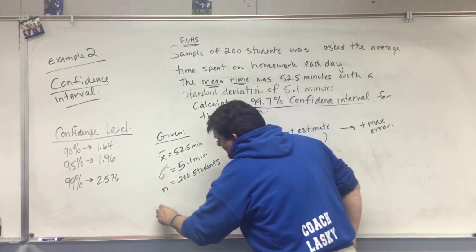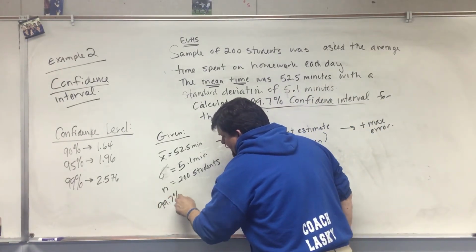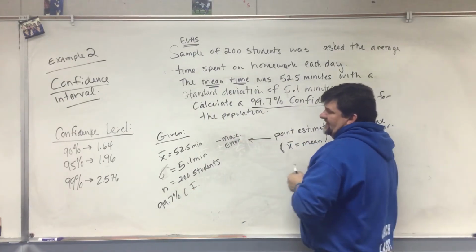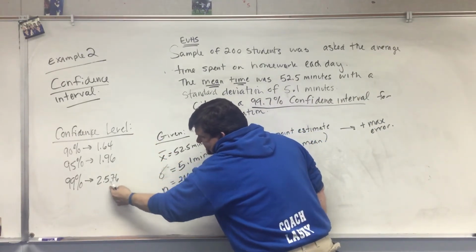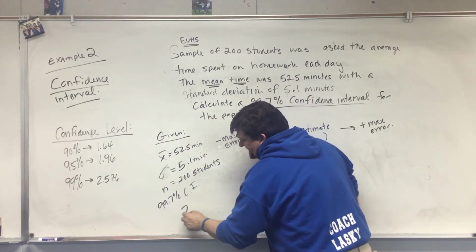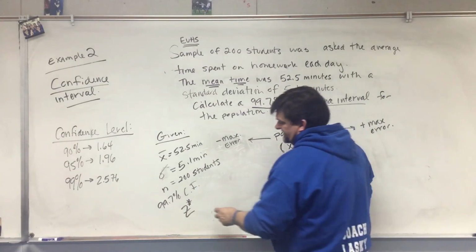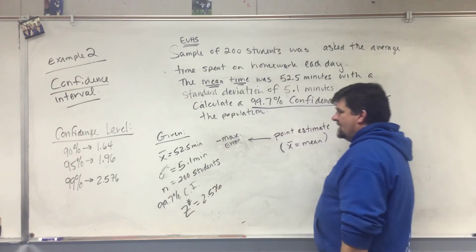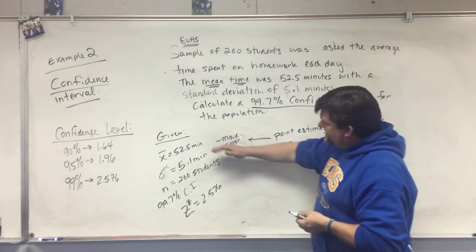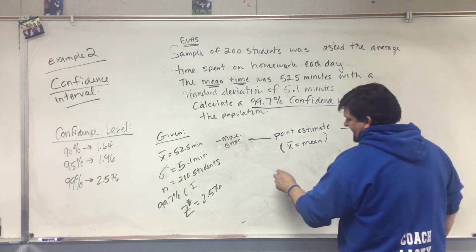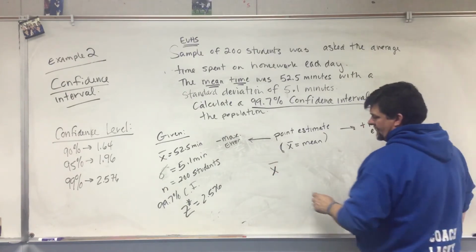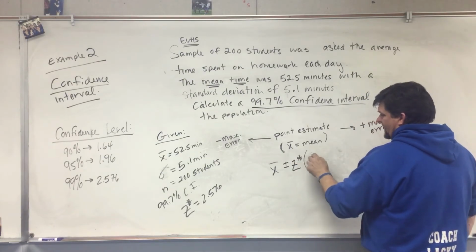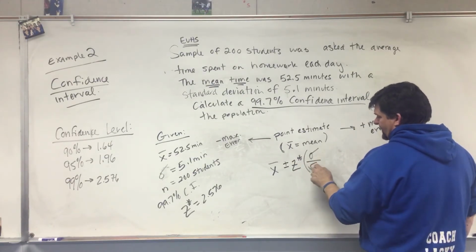We want a 99.7% confidence interval, which, if we want a 99.7 level, we go over here and we see that's 2.571. So our Z value from the last time is 2.576, sorry. And now we can say, okay, these are the things I'm given. This is the equation from last time: X bar plus or minus our critical value times our standard deviation over the square root of n.